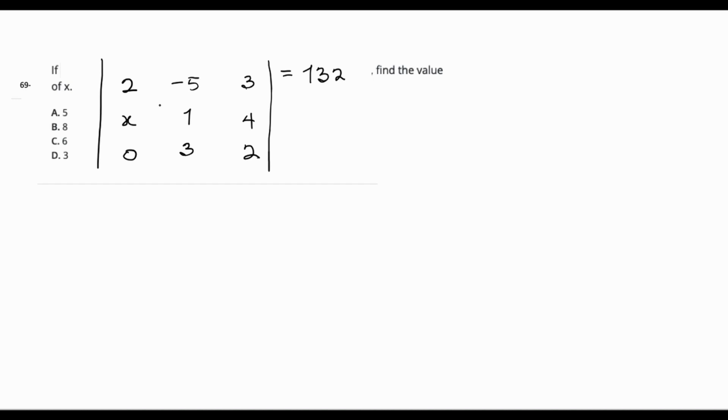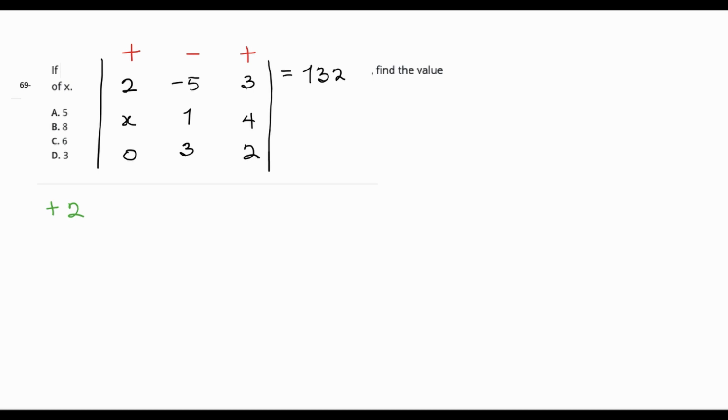Question 69 says, if the determinant of the 3 by 3 matrix we have here is equal to 132, find the value of x. Now to find the determinant of a 3 by 3 matrix, the first thing we do is we assign signs to each column. So we start with plus here, minus here, and then plus here. Then the next thing we do is to take the first element of our matrix here, which is 2. So this is going to be plus 2.